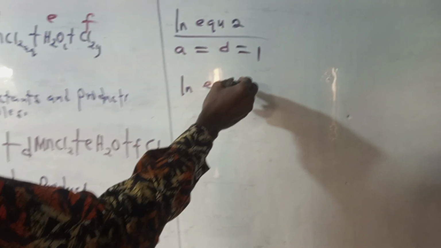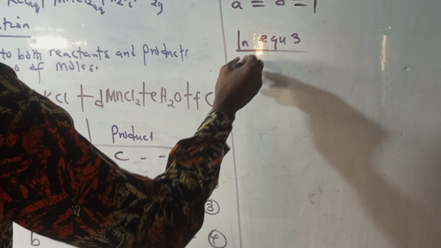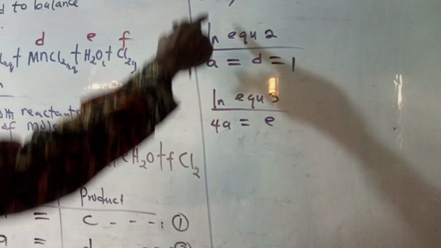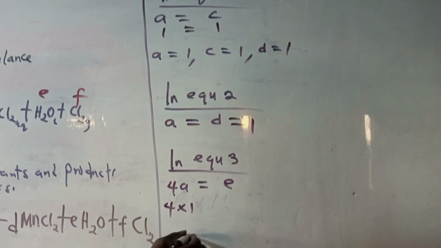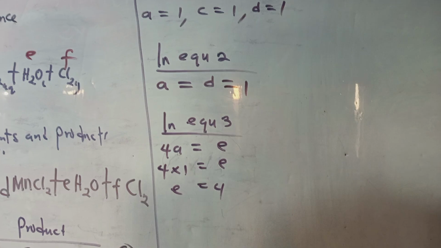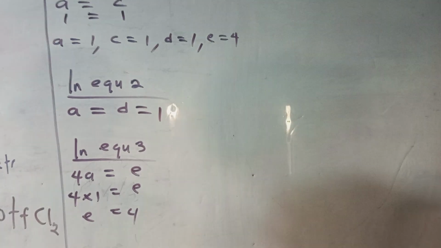In equation number 3, we have 4A is equal to E. So I have 4A equal to E. And remember, A is equal to 1. So I have 4 times 1 equal to E. So my E is equal to 4. Therefore, E is equal to 4.